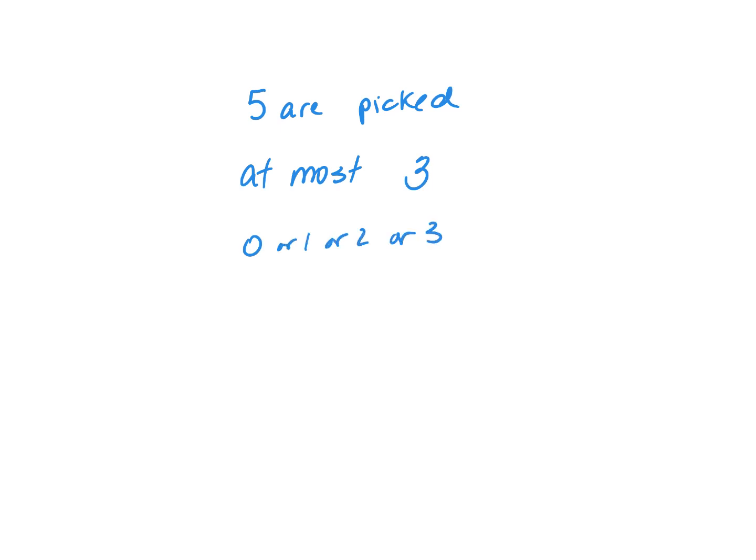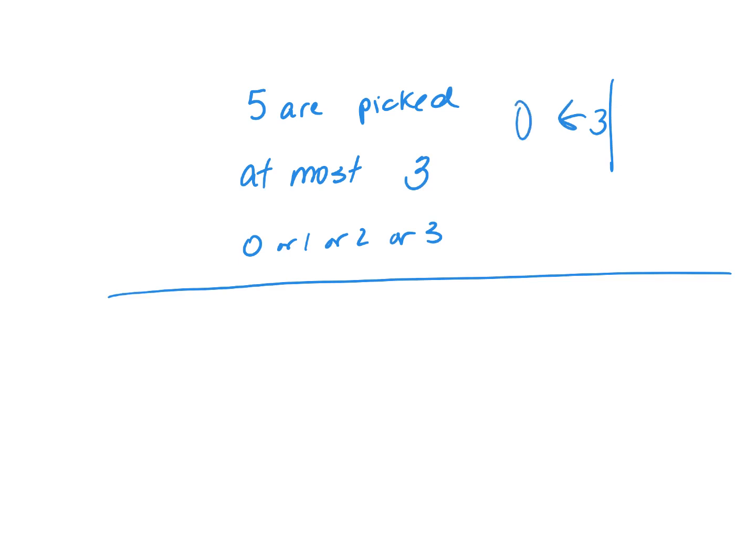Let's say in a problem that 5 are going to be picked. And they say, what is the probability of getting at most 3? What does the word at most mean? So at most 3 means it could be 0 or 1 or 2 or 3. So that's at most. When you have at most, go to that number and you go this way all the way to 0. Okay?